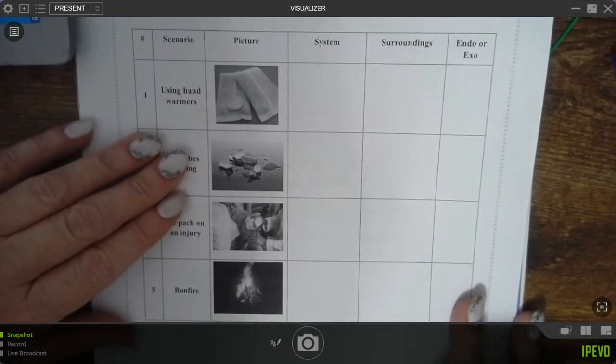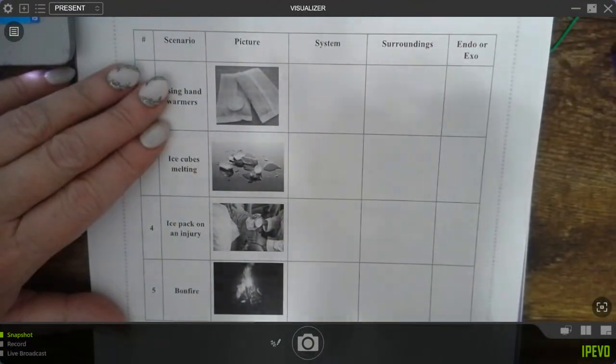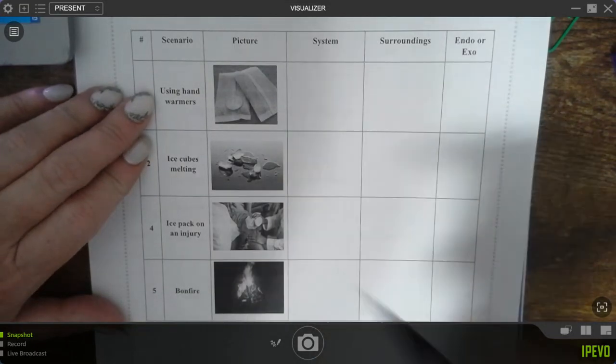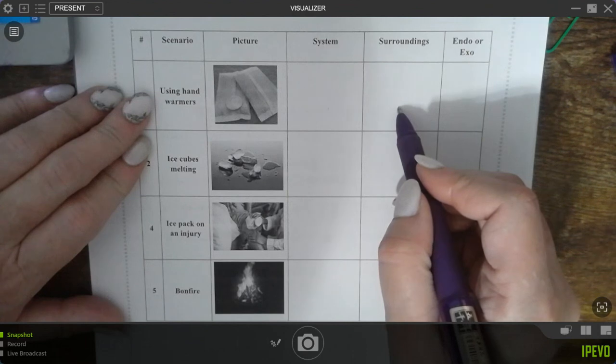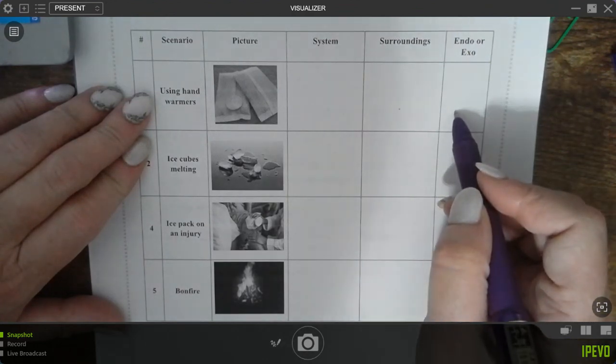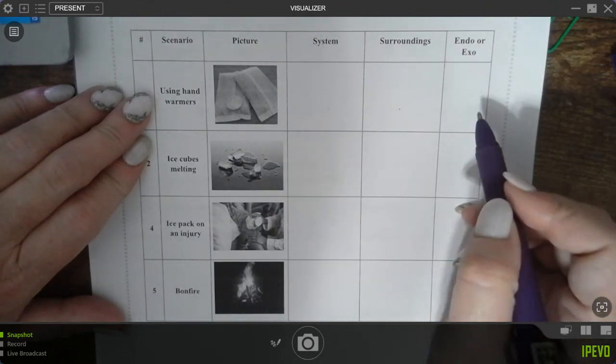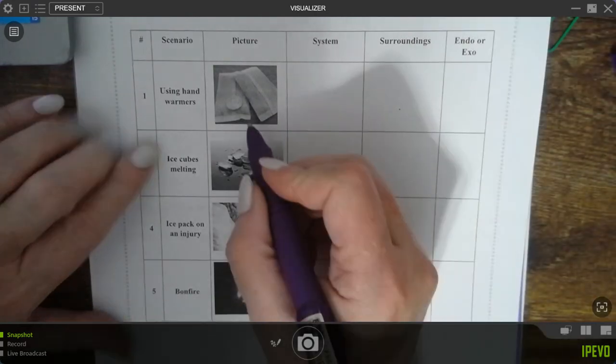So we are just going to practice our system and surroundings on this sheet. We want to identify what is the system, what is the surroundings, and is this an endothermic or exothermic reaction?